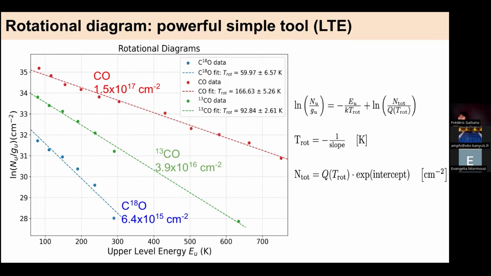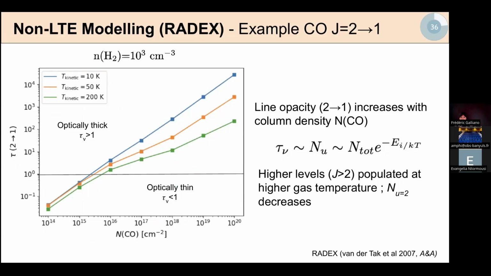So now we move away from the assumption that we are in LTE, and we do non-LTE modeling with the escape probability code RADEX. For example, we take the CO transition J equal to 2 to 1. As you can see here, we have plotted line opacity versus the column density of CO at a constant gas density of 10^3 per cubic centimeter.